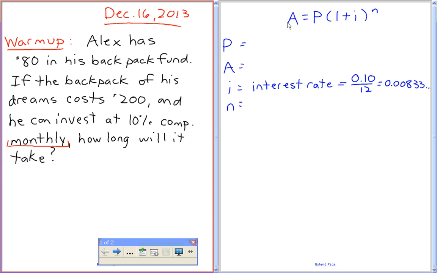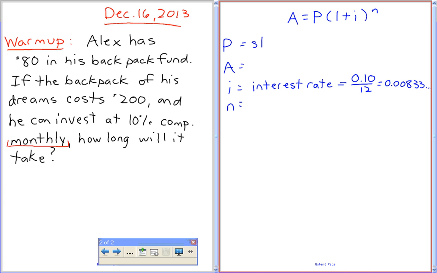Can I get a second person to tell me another letter and what it means in English, please? Good, starting value. What is the starting value in this case? Yeah, so Alex is starting with $80. Okay, you are rich. Can I get another letter in English, please? Very good. A is going to be your ending value.